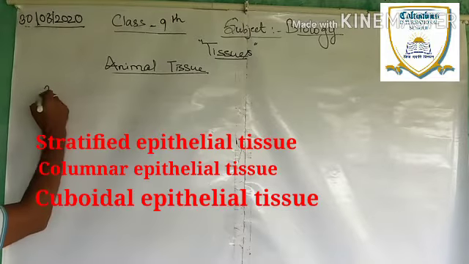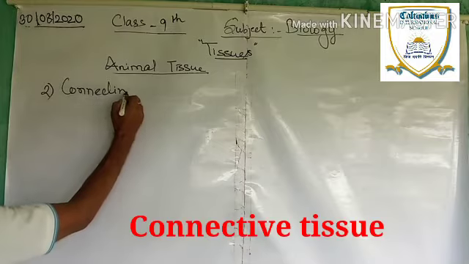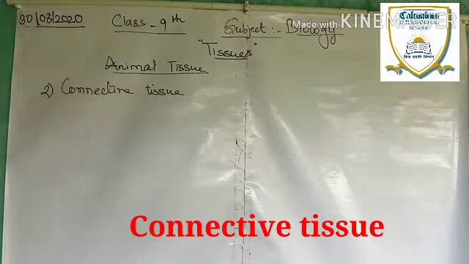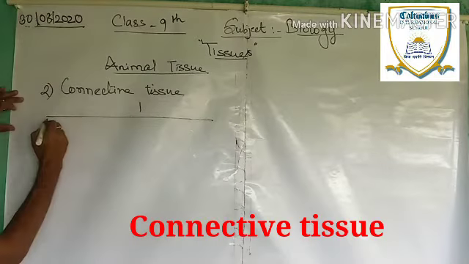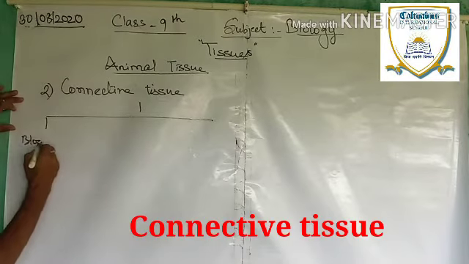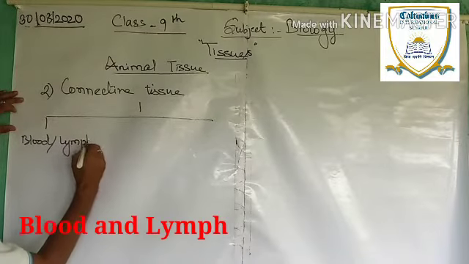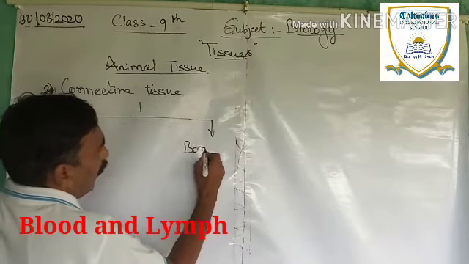Of course, this is also a big connective tissue. This is also a big part of our body. It is fluid as well as solid in nature. If we talk about fluid, it is blood or the lymph. And if we talk about solid, it is bone.